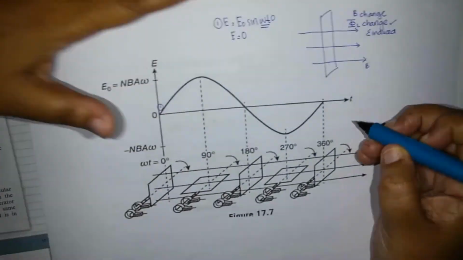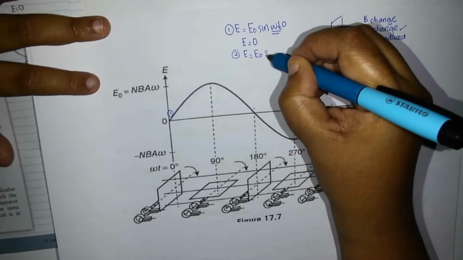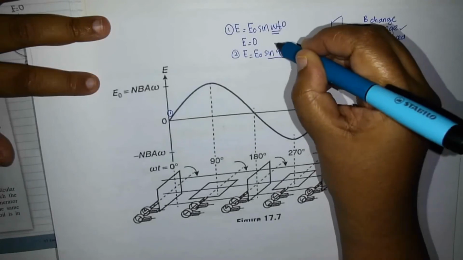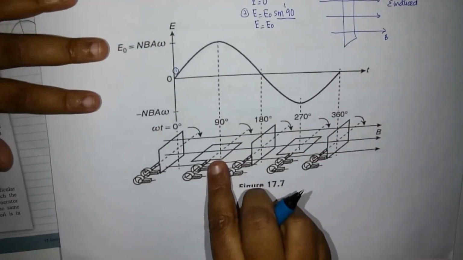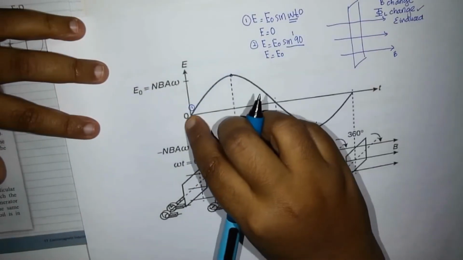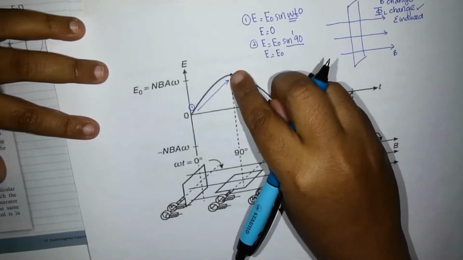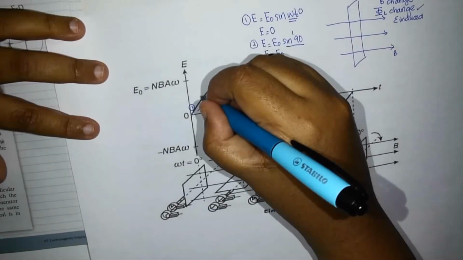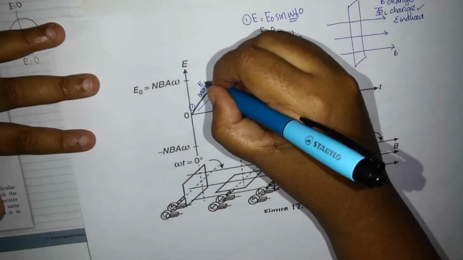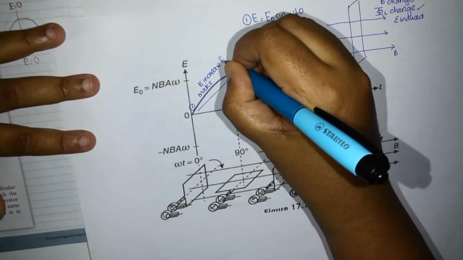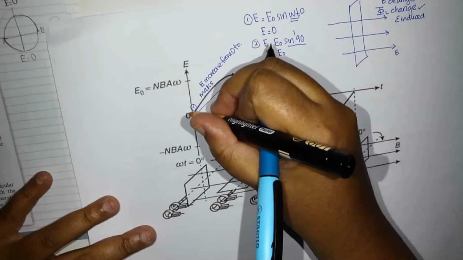But if you want to use maths, we can just put number 2, E is equal to E naught sine omega t, which means sine 90. Sine 90 is 1, so you get E equal to E naught, which is the maximum. So that's why at 90 degrees, induced EMF goes from 0 to maximum. So induced EMF increases from 0 to maximum. Let me write that. So this is what happens in the first process.